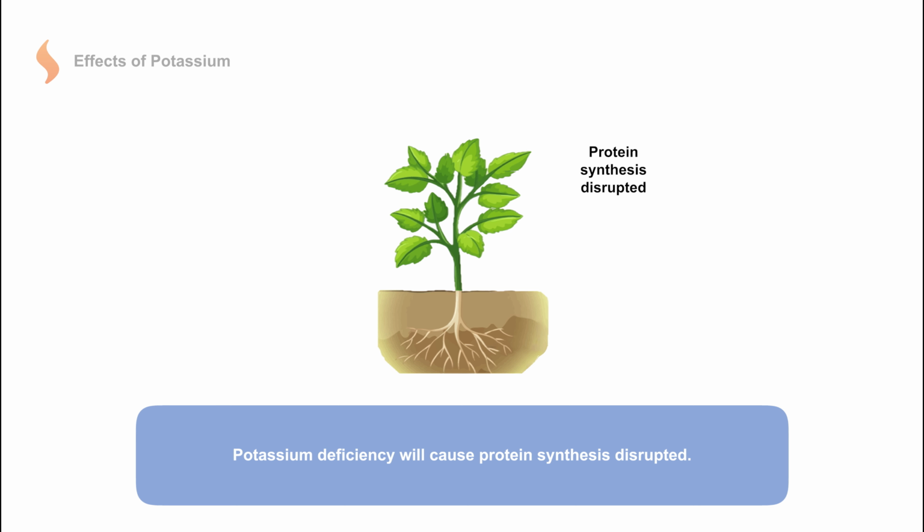Potassium deficiency will cause protein synthesis to be disrupted. It will cause the edges of leaves to become yellowish. Premature death of plants will also occur.